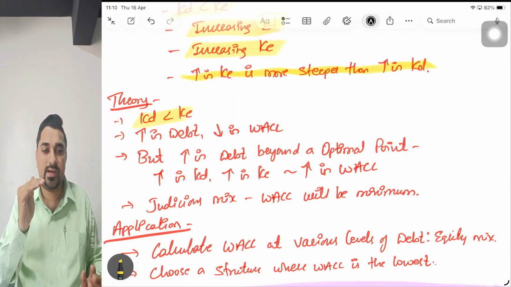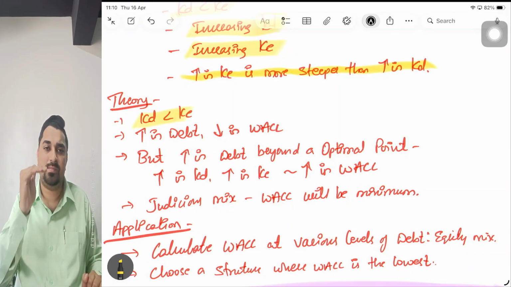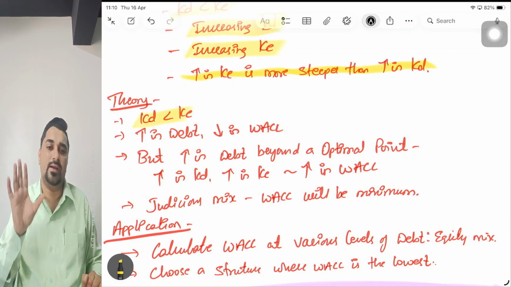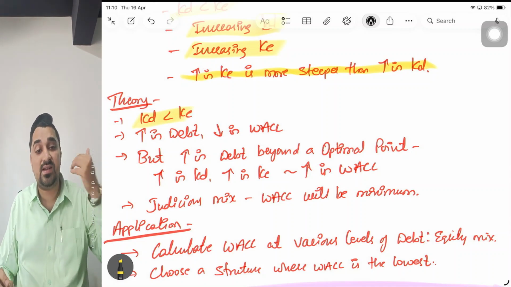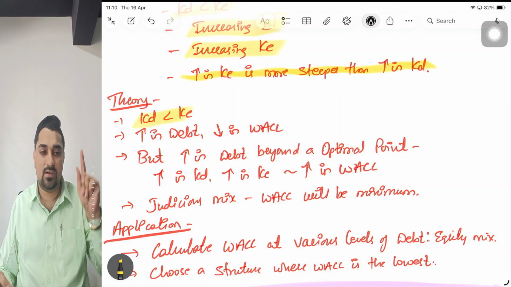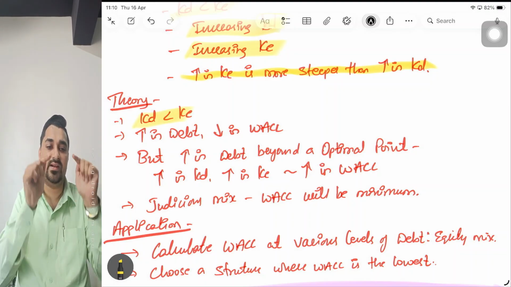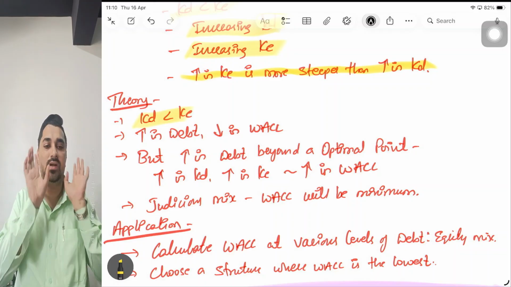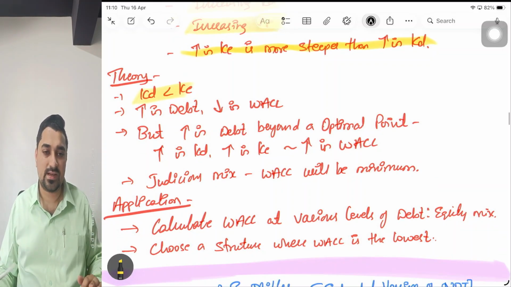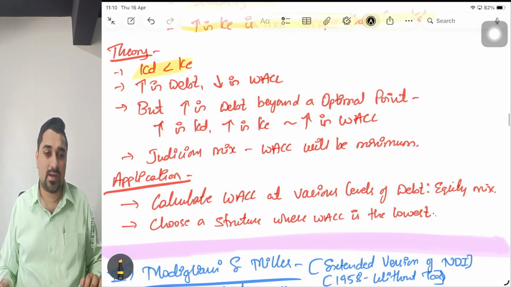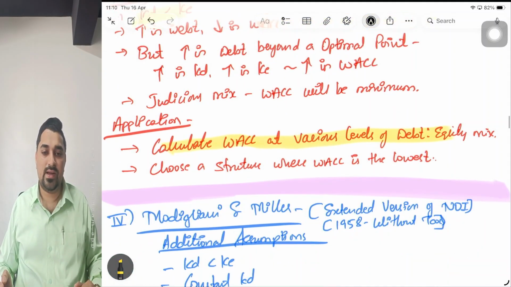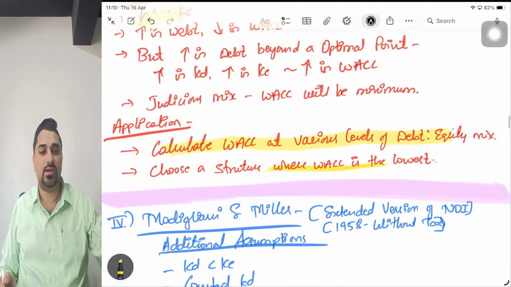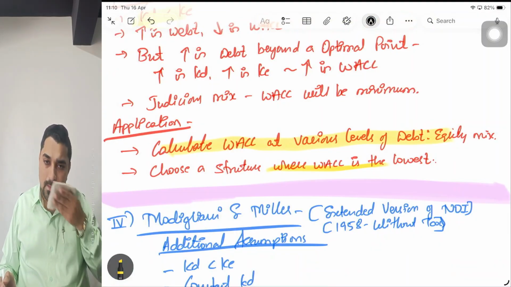So till a certain optimum point, when you raise debt, it is okay. KD will be constant, KE also will be constant. But if you increase the debt beyond a point, KD will start rising, KE will start rising, WACC instead of coming down will go up. Hope this is clear. So which is a good optimum capital structure here? You need to calculate WACC for various debt equity mixes, and wherever there is the lowest WACC, you need to choose that point. Hope this is clear.